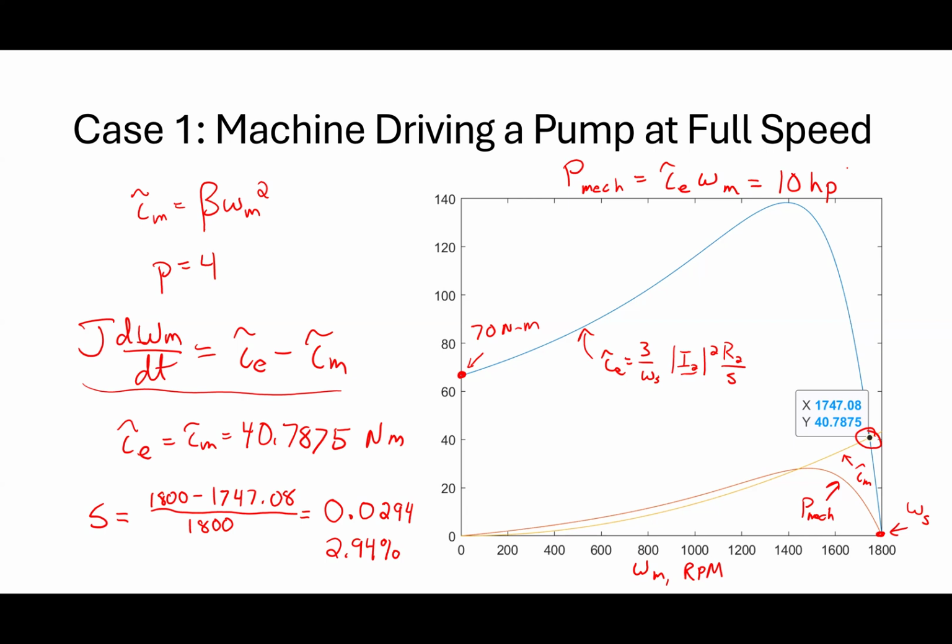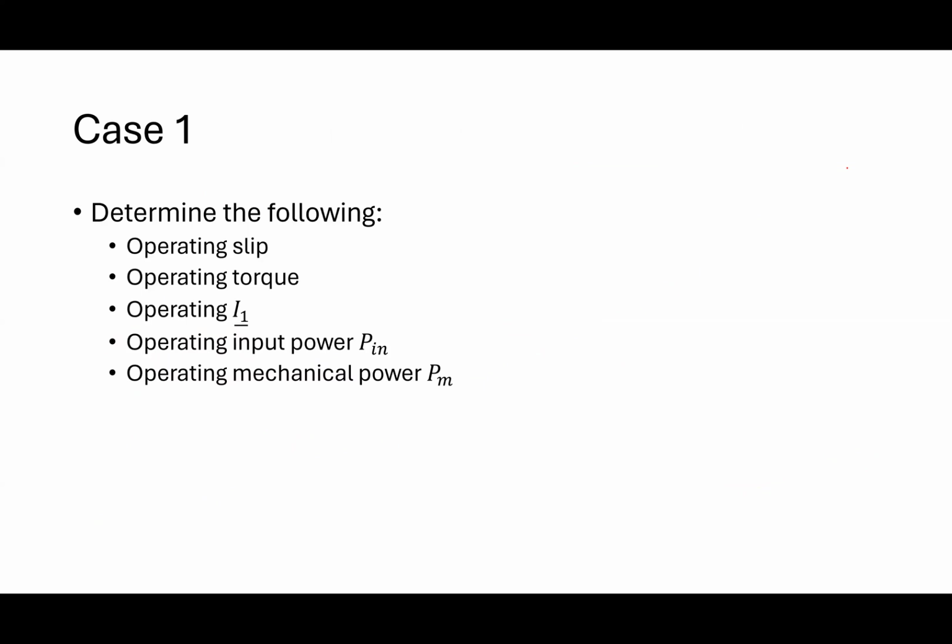My answer would have been in watts, right? So if I did torque electrical times, whatever, 40.7875 times the radians per second version of 1747 RPM, I would have gotten a number like, if I got 10 horsepower, the number I actually would have gotten is 7,460 watts, something like that. But again, the mechanical side's always done in horsepower. Ask the mechanical engineers why they do it that way. Okay, case one.